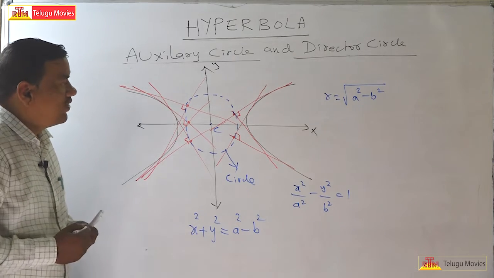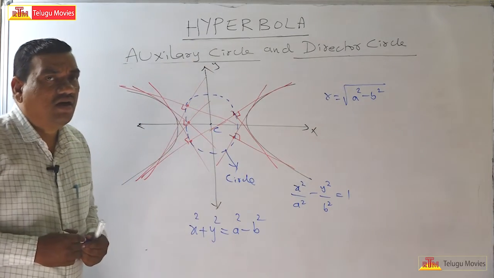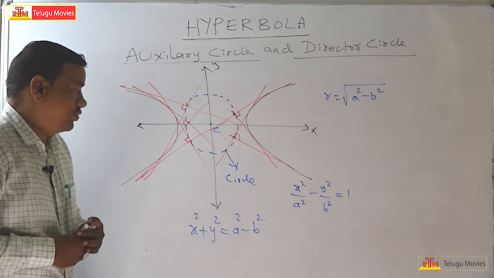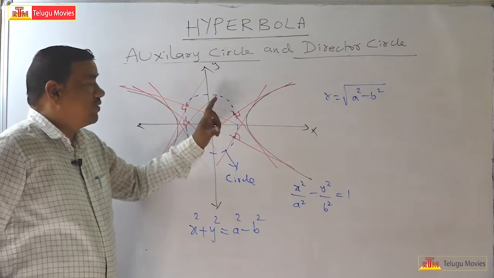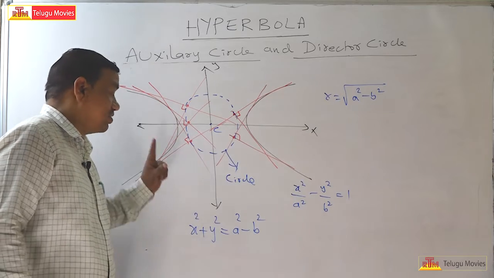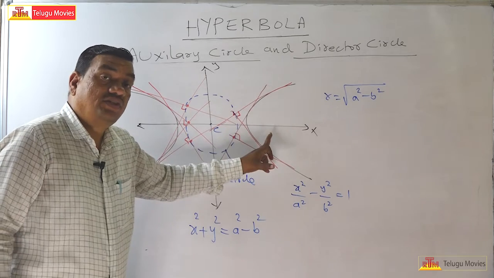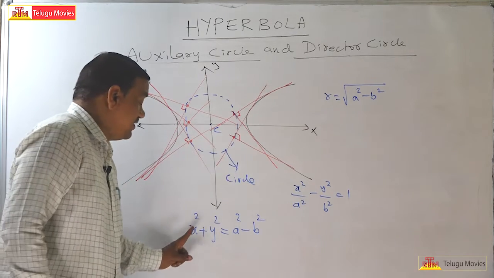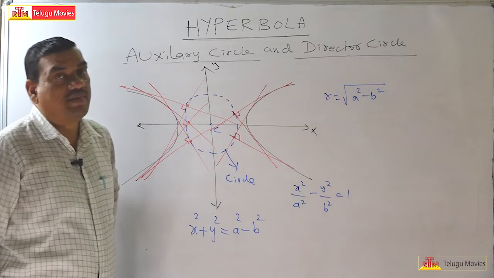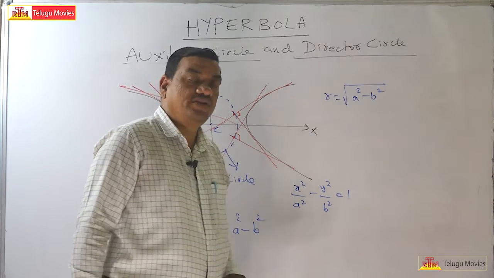From this we can say a square minus b square should be a positive quantity, greater than or equal to 0. So the locus of the point of intersection of the perpendicular tangents of a hyperbola is called the director circle and is concentric with the hyperbola. The equation of the director circle is x square plus y square is equal to a square minus b square, whose center is (0, 0) and radius is root of a square minus b square.